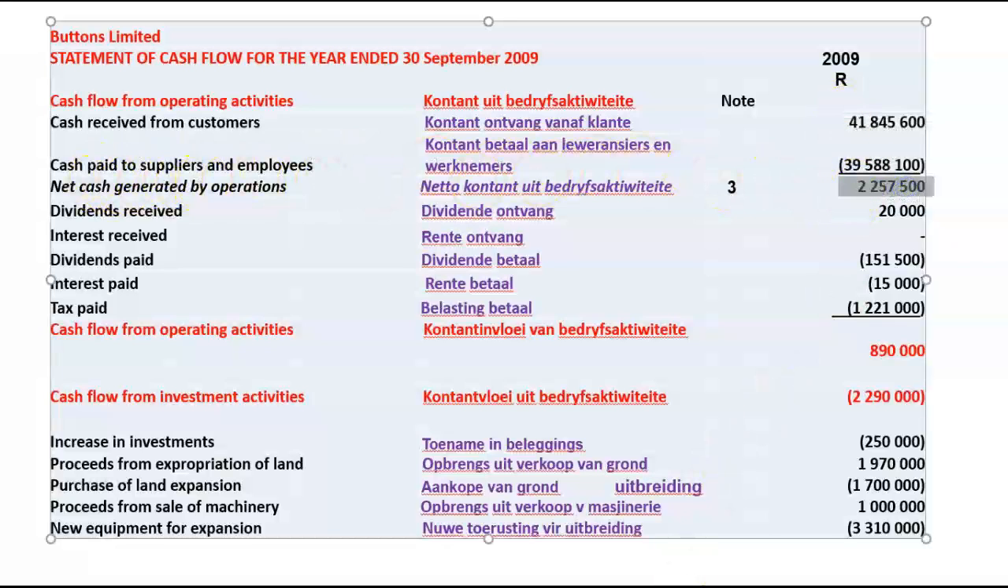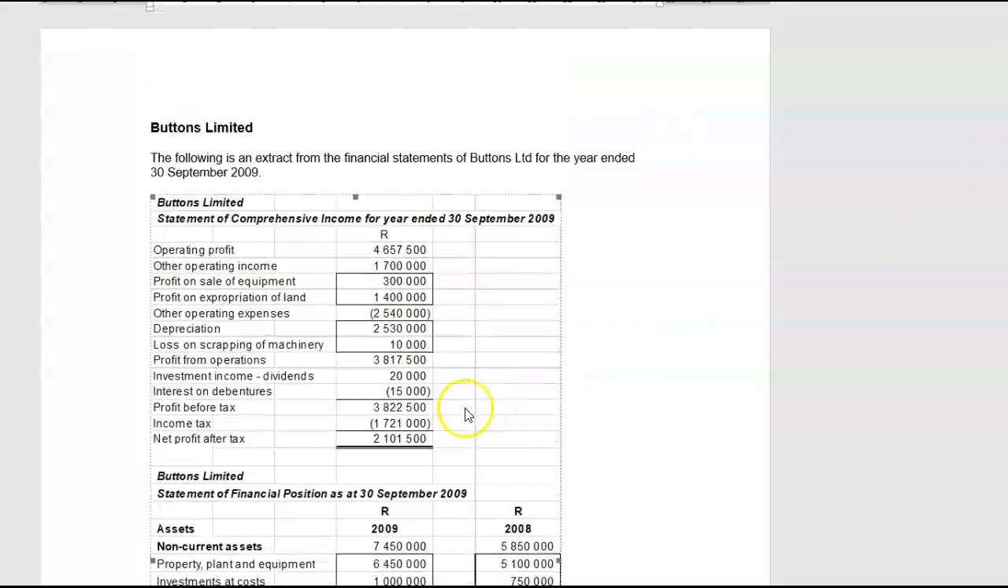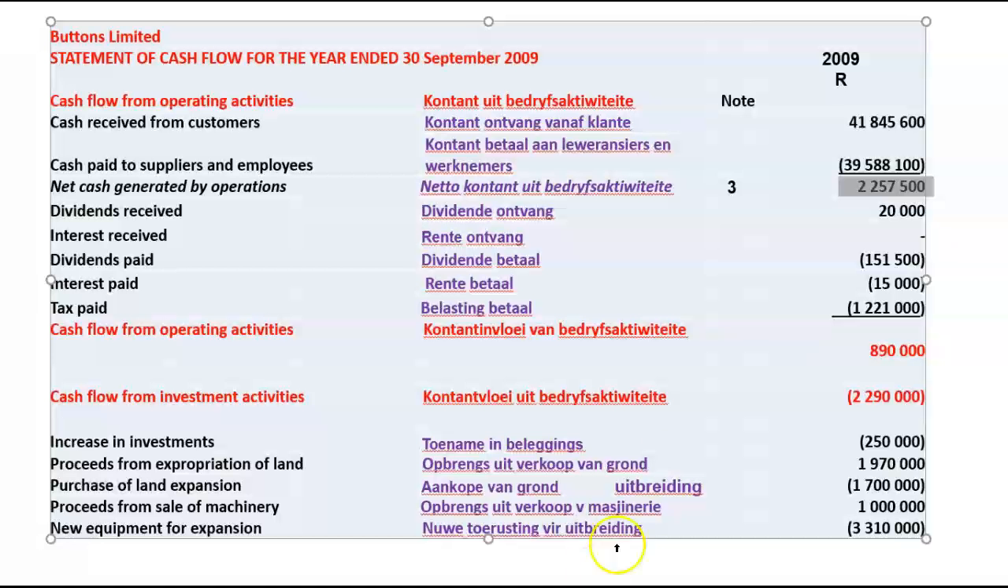The difference between the two is our net cash generated by operations, 225,700. And I have to do the reconciliation note. The reconciliation note starts with, why does my profit before tax differ from this amount here? Because that is my cash receipts, my income converted into cash. This one is equal to expenses converted into cash. Income less expenses equals net profit. Now, why is my net profit, according to my income statement, not equal to that amount? Our net profit before tax is 3,822,500. If I converted income and expenses into cash, it is only 225,700.